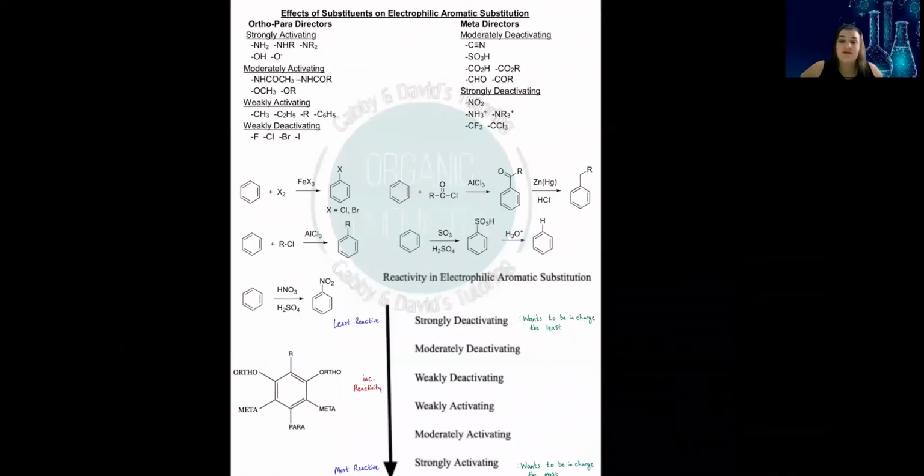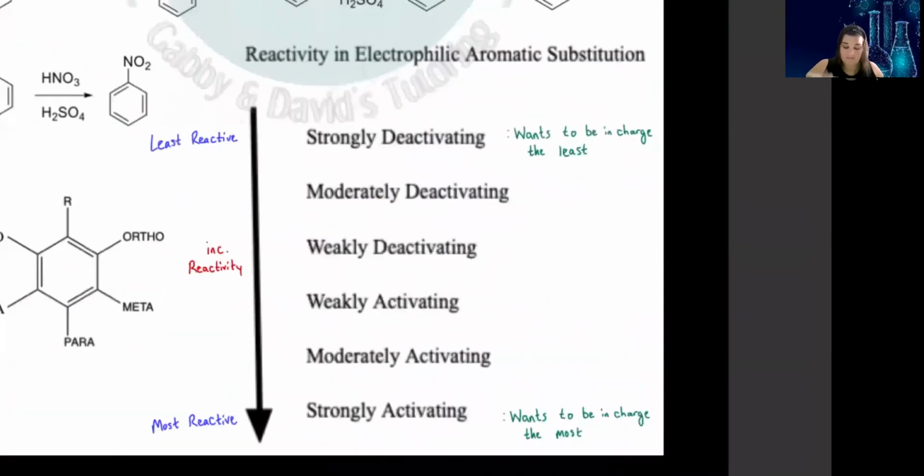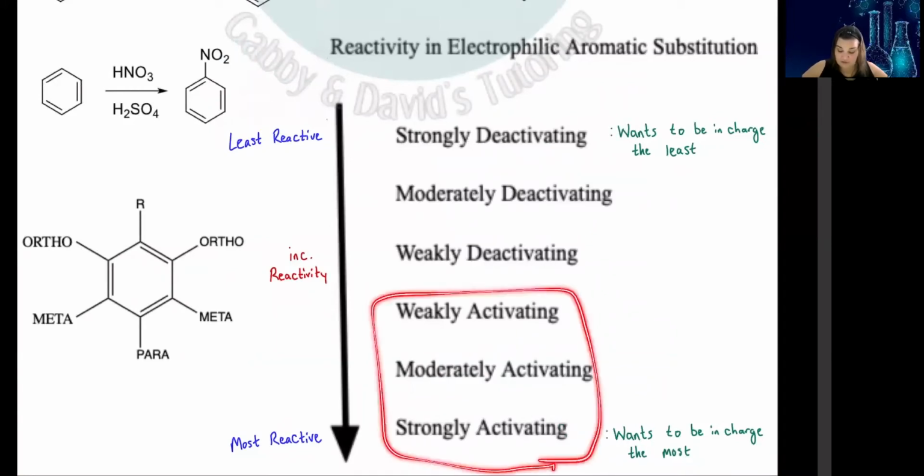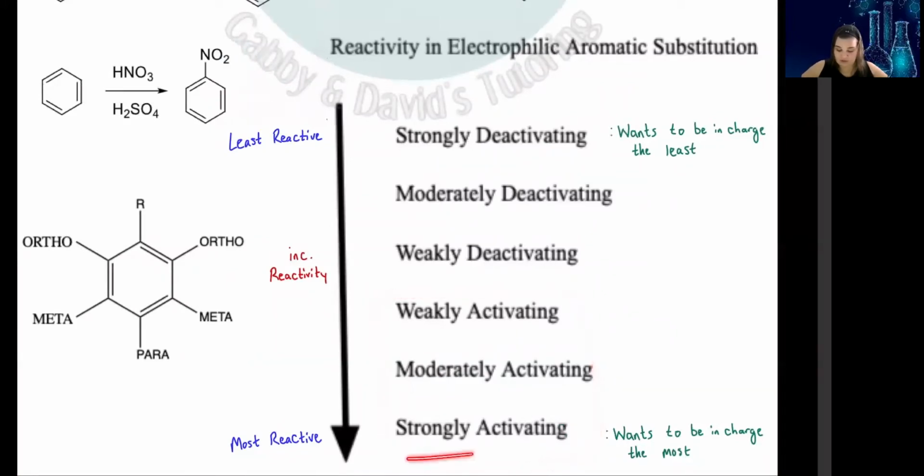All right. The next thing I want to talk about is most reactive and least reactive, right? So we have a bunch of groups here. We have strongly activating, moderately activating, weakly deactivating, and so on and so forth. So when we're arranging these, the most reactive, or who makes our benzene ring the most reactive, are your activating groups, okay? More specifically, strongly activating is preferred over moderately activating, preferred over weakly activating.